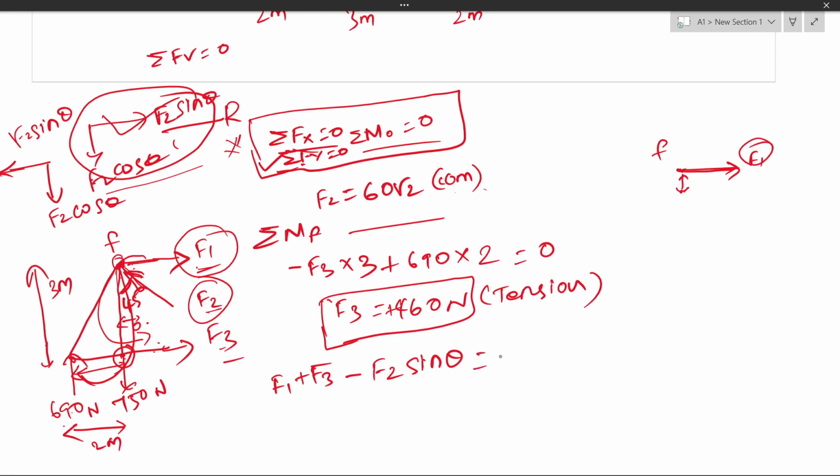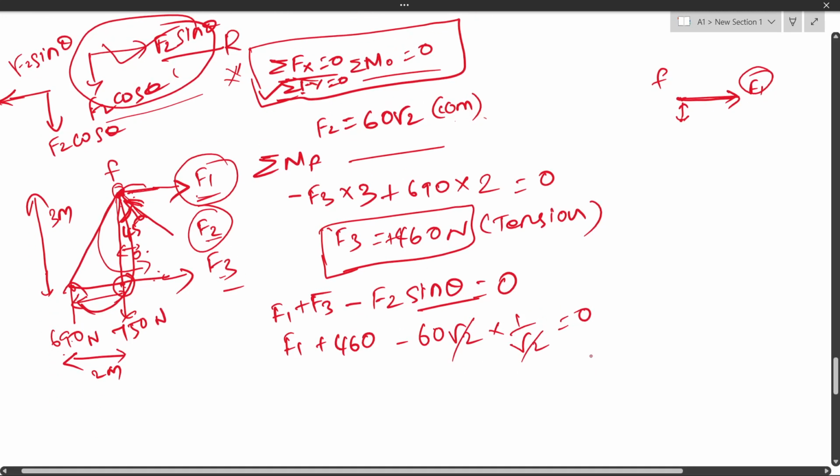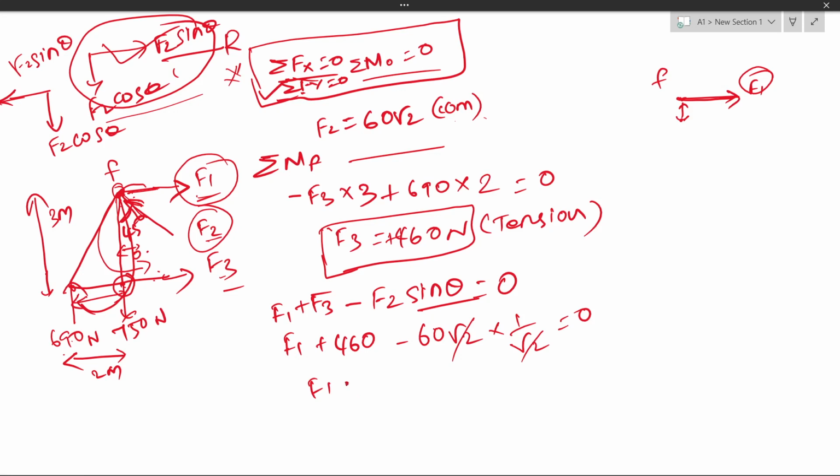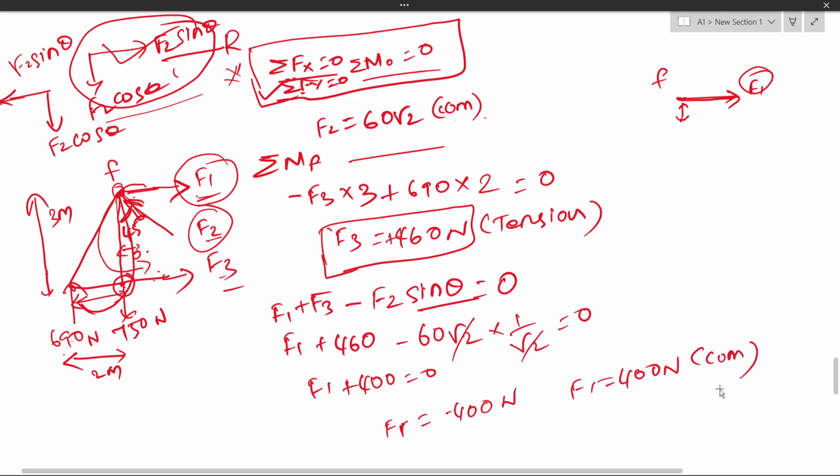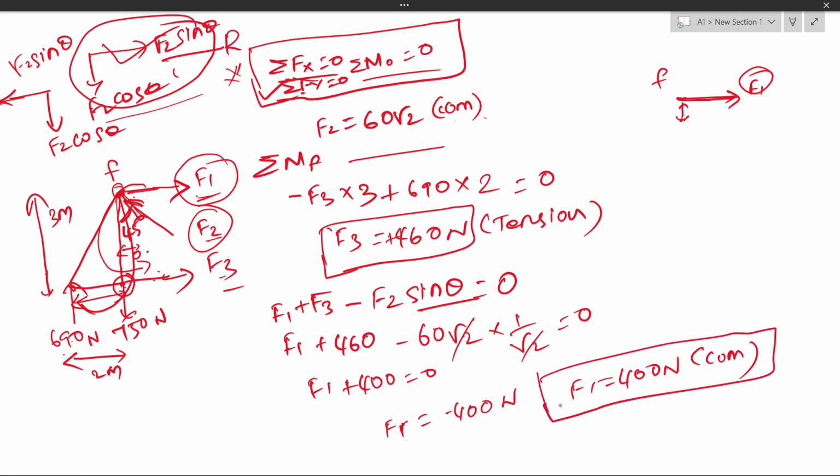So it should be equal to 0. So for F1 we need F3, 460, plus minus F2, which is 60 root 2, plus sin theta, sin 45 degrees, which is nothing but 1 by root 2. Okay, so these two get cancelled and F1 value is equal to plus 400 equal to 0, so F1 equals minus 400. So F1 is 400 Newton in compression.